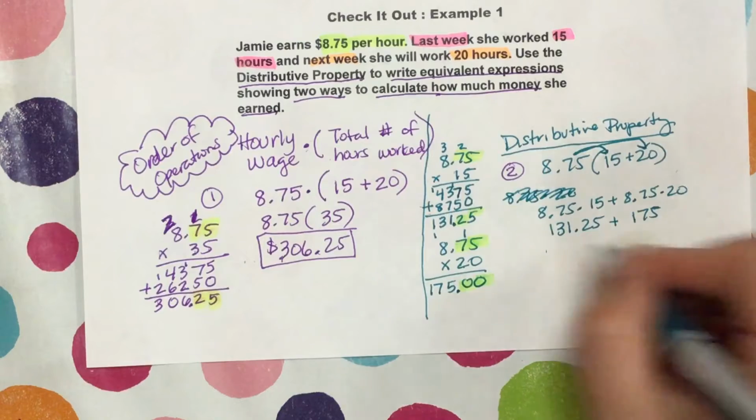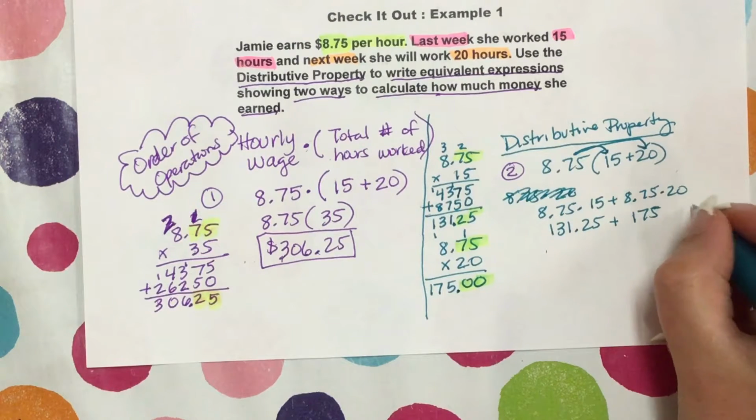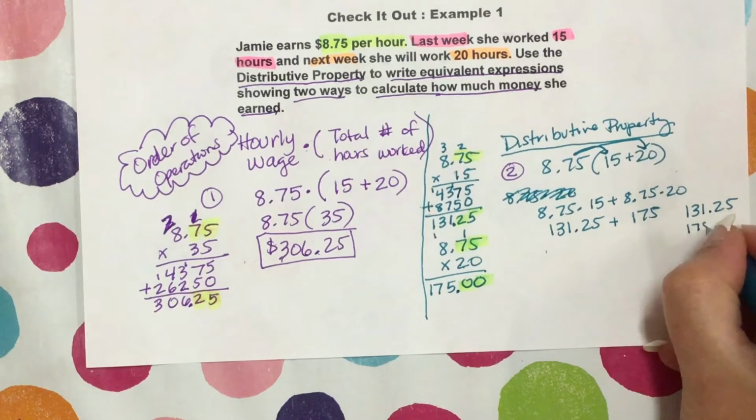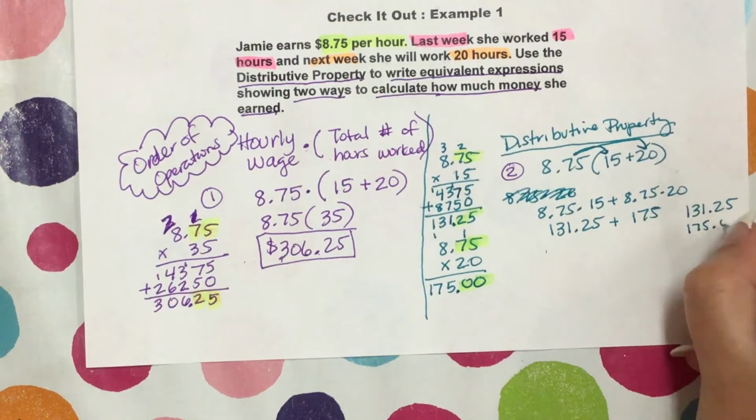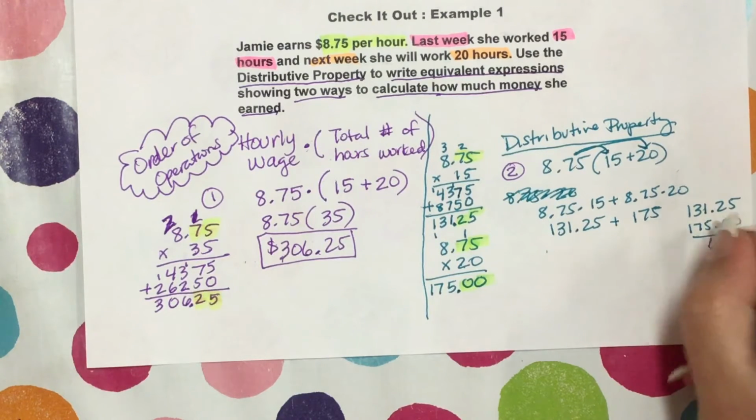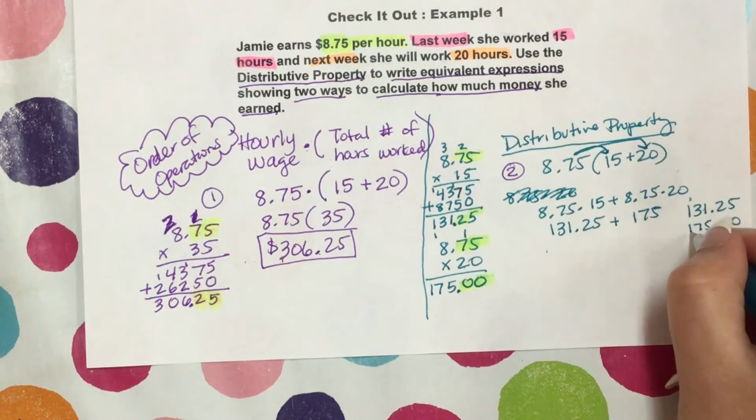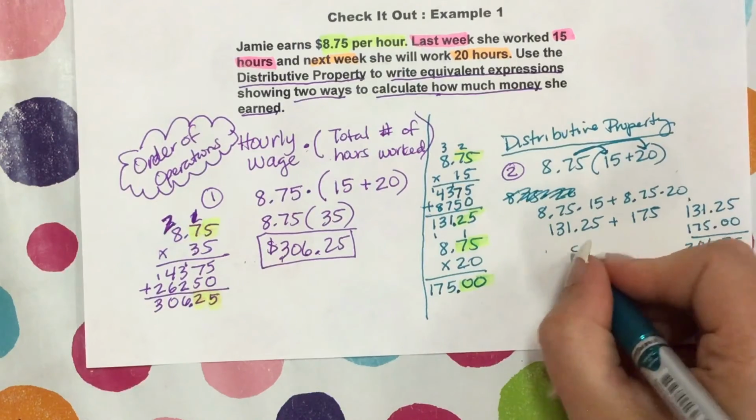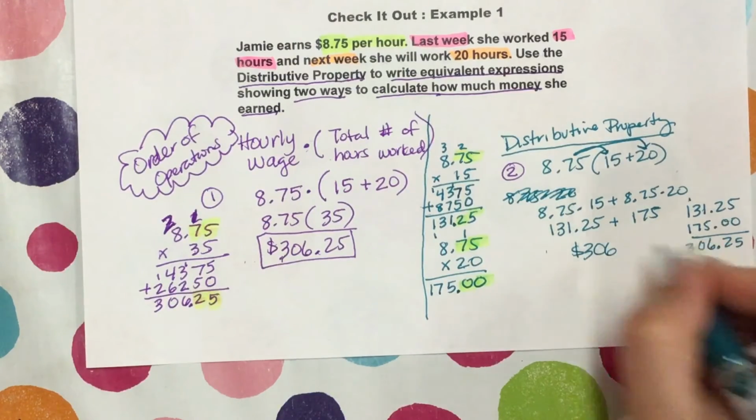So now I just need to do this addition. I'm going to go over here. I need to line up the decimals. So I have 131.25 and then 175.00. 5 plus 0 is 5. 2 plus 0 is 2. The decimal comes down. 1 plus 5 is 6. 3 plus 7 is 10, right? The 0, carry the 1. 1 plus 1 is 2, plus 1 is 3. So my answer is 306.25.